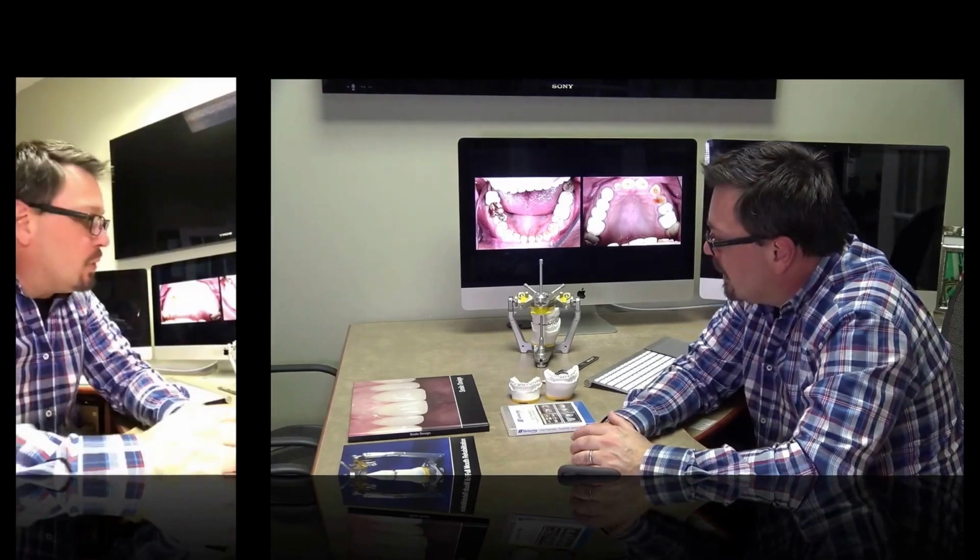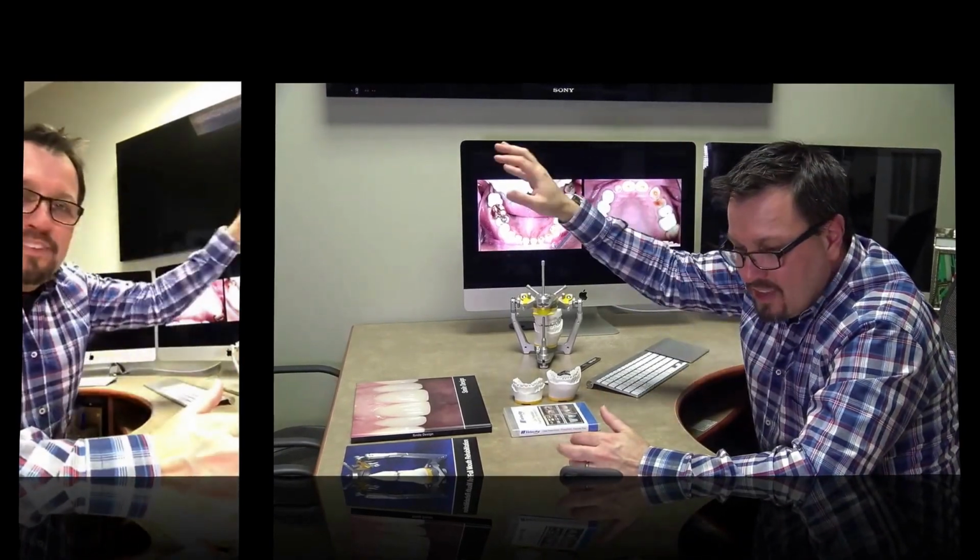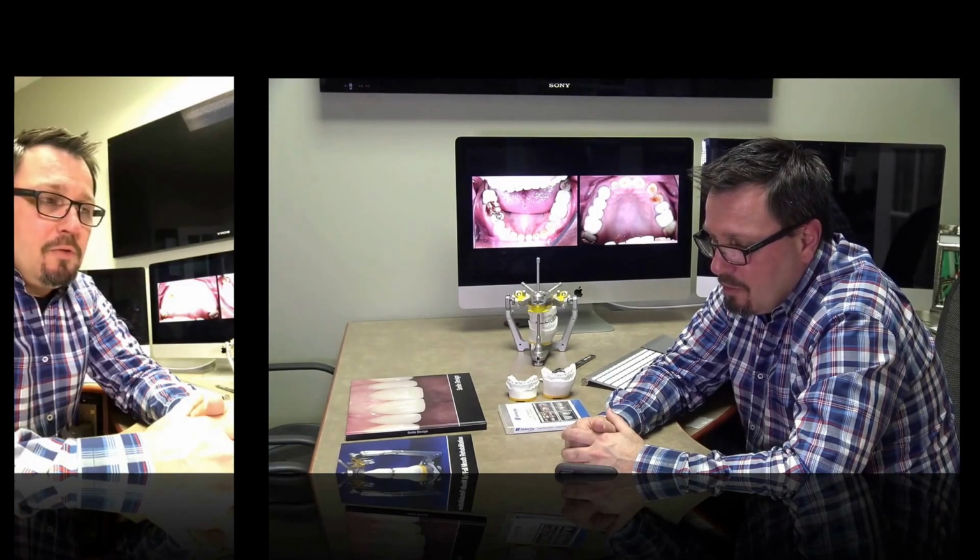Where do you keep all your casts? That is a big issue. We've got a whole ton of casts stored at the back. But I've had to purge. I've got 25 years in practice, so we've had to get rid of the majority of the old cases.